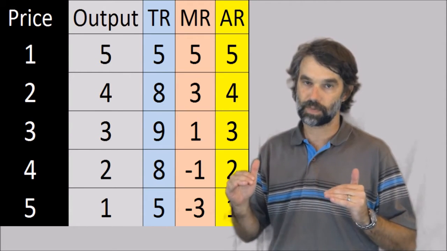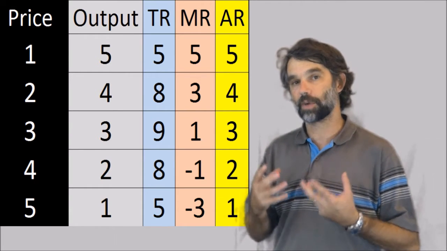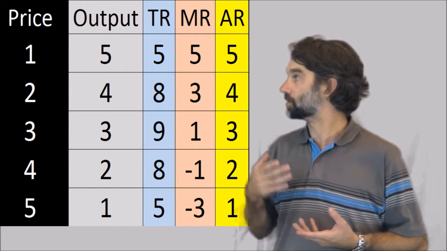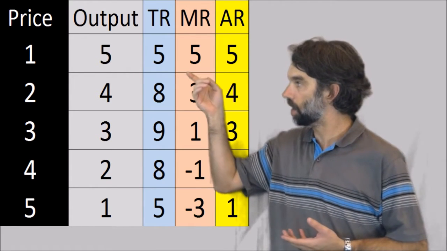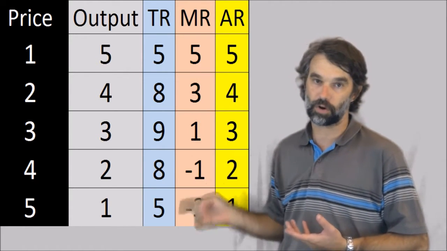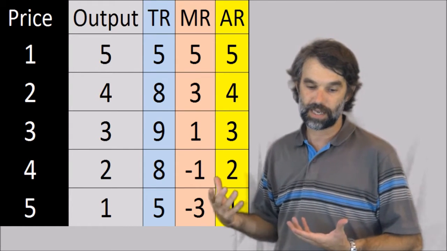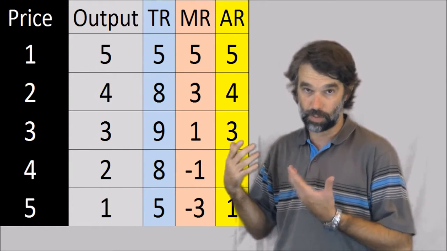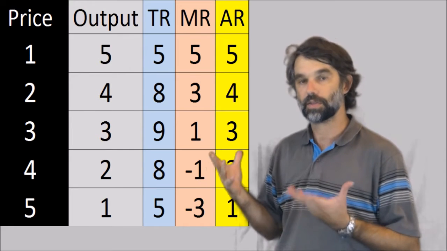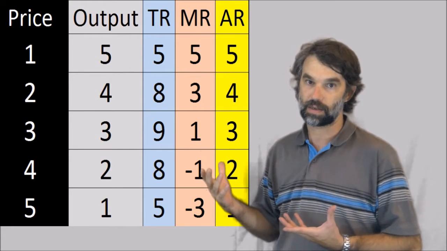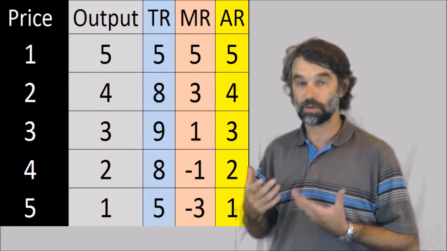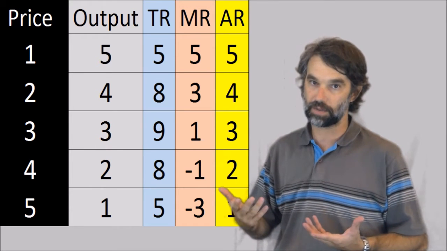The next number that we want to look at is marginal revenue. Marginal revenue is the change of total revenue when we produce 1 up to 2, 3, 4, and 5. So what we see is that when we go from output of 1 to output of 2, the total revenue goes from 5 to 8. Therefore, the change in total revenue, the marginal revenue, is 3.